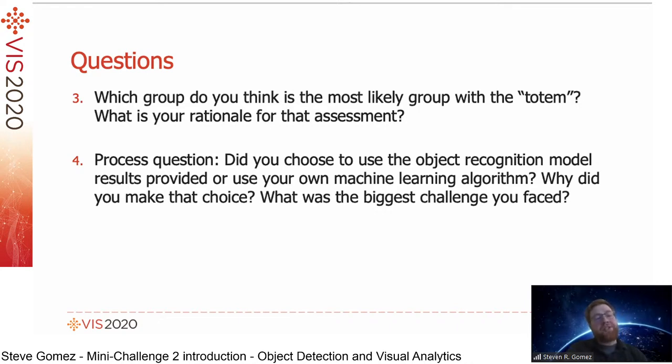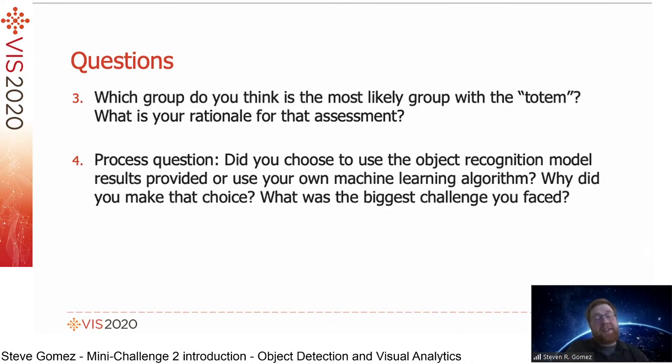So the third question is sort of our end-to-end MC2 question. Who is the group that you believe has the totem, and what is your rationale for that assessment? As we'll see later on in this session, there were a lot of different answers for what the real totem was, and there's a lot of really interesting rationale that teams had for trying to do that kind of deduction.